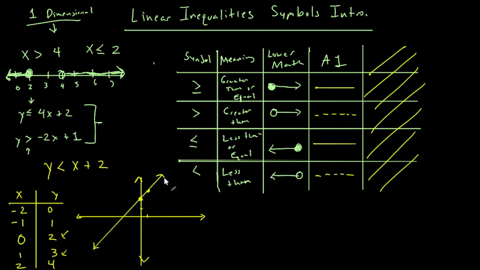Now, remember that this sign right here means less than, and less than looks like this, dotted line. So that means I have to make this line dotted. And I can do that. Let's see if I can just reverse this color. And I can just go, okay, dotted lines.